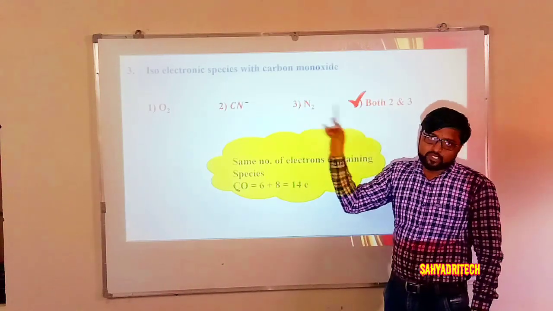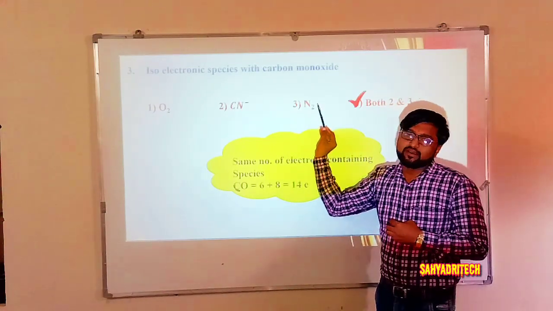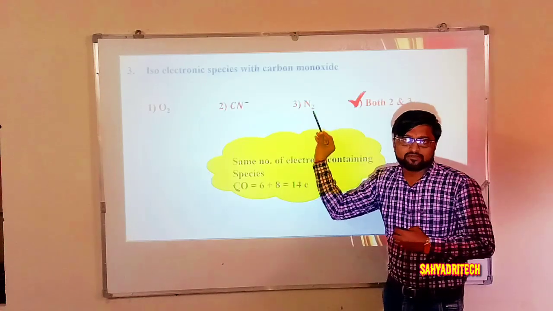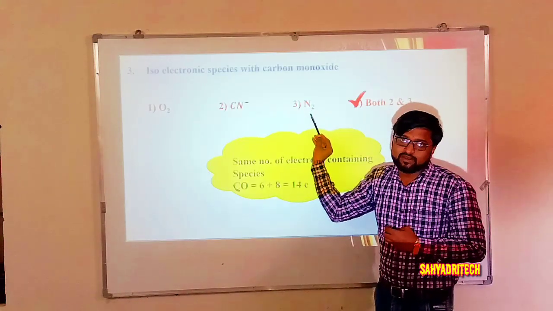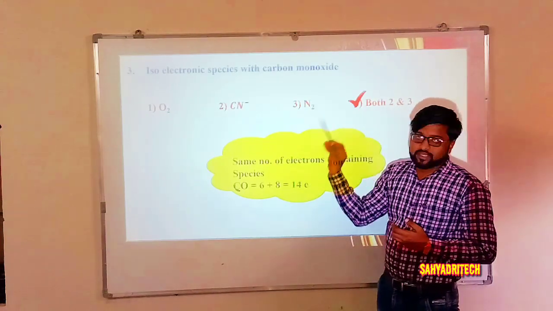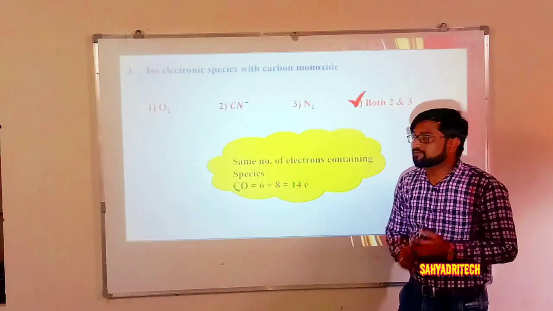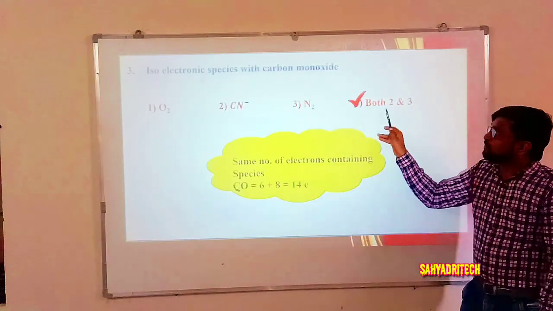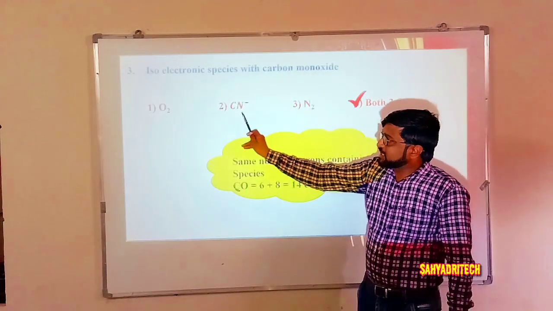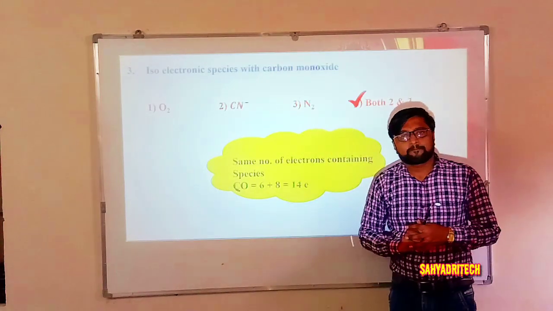Coming to nitrogen, N2. Total number of electrons is equal to 2 into number of electrons of nitrogen. So 2 into number of electrons of nitrogen is 7. So 2 into 7, what is the answer? 14. Well, this nitrogen also has 14 electrons. Carbon monoxide also has 14 electrons. Therefore, what is the answer we have opted? Both 2 and 3. That is, carbon monoxide is isoelectronic with cyanide as well as dinitrogen.